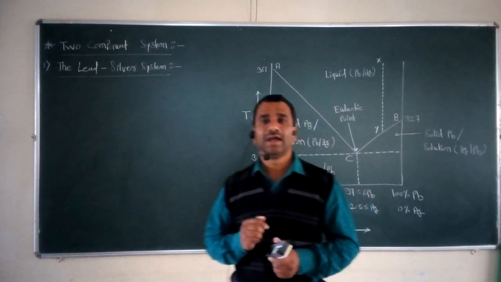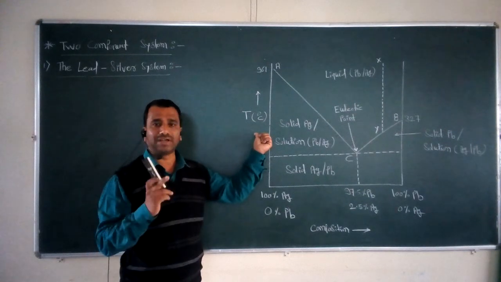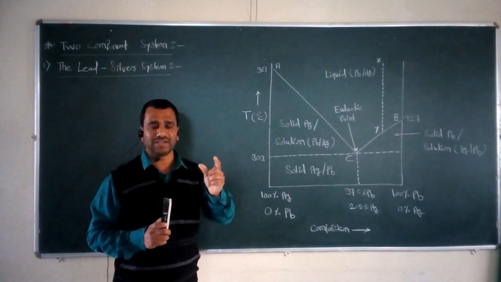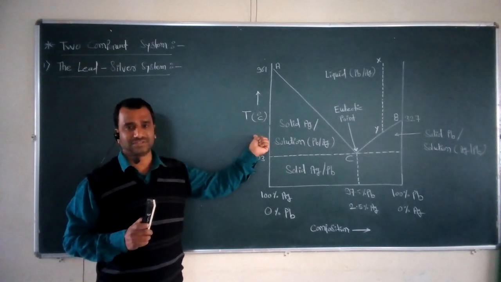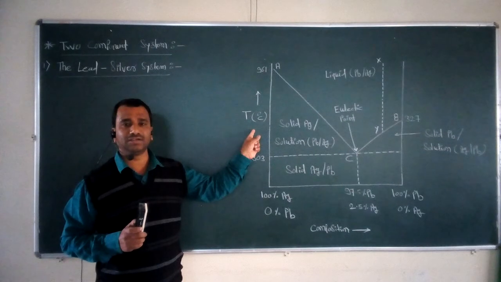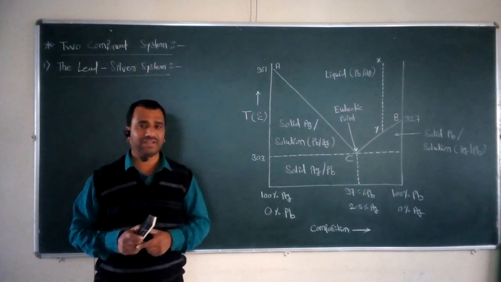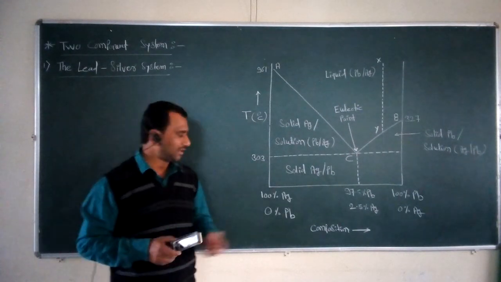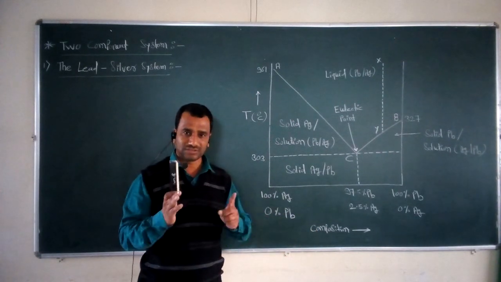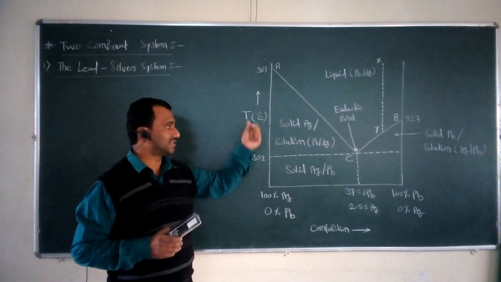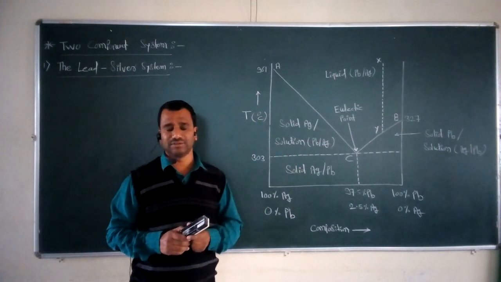So first of all, as far as this phase diagram of the lead silver system is considered, we have to take two variables into consideration. The first variable is the temperature of the system, which we have to take in units of degrees Celsius. The second important variable is the concentration, or we may call it the composition. So these two variables we have to keep in mind for describing this lead silver system. One is the temperature, the second is the composition.